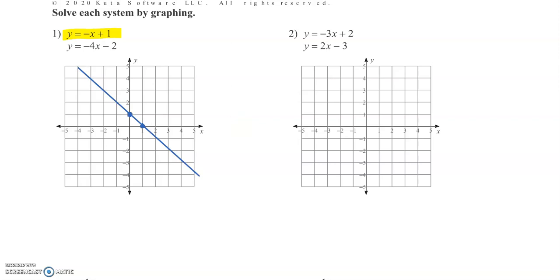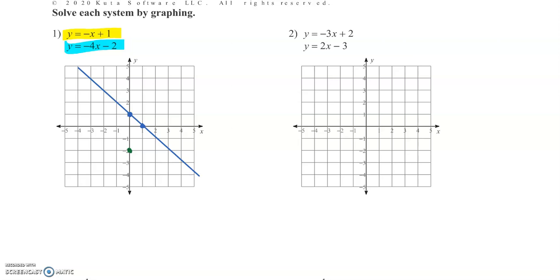All right, then I will do my second expression, that one right there. It says y equals negative 4x minus 2. So my y-intercept is negative 2, so start with that. There's my negative 2. And then my slope is negative 4. It doesn't really make any difference if you go left or right. But I want a slope of negative 4.